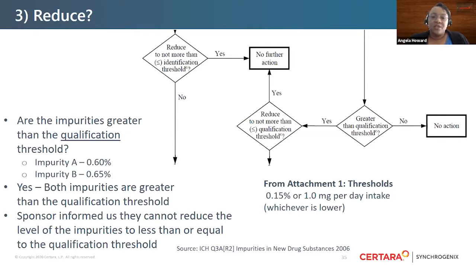As we continue down, we have to ask the question, are the impurities greater than the qualification threshold? Again, we have our levels of impurity A, 0.6%, and impurity B, 0.65%. If you think back to that table, the qualification threshold was 0.15% or 1 milligram per day intake, whichever is lower. So yes, both of our impurities are greater than the qualification threshold. Then we ask the question, can we reduce those impurities to not more than that qualification threshold? In this case, the sponsor informed us that they cannot reduce the level of impurities to less than or equal to the qualification threshold. Next slide, please.